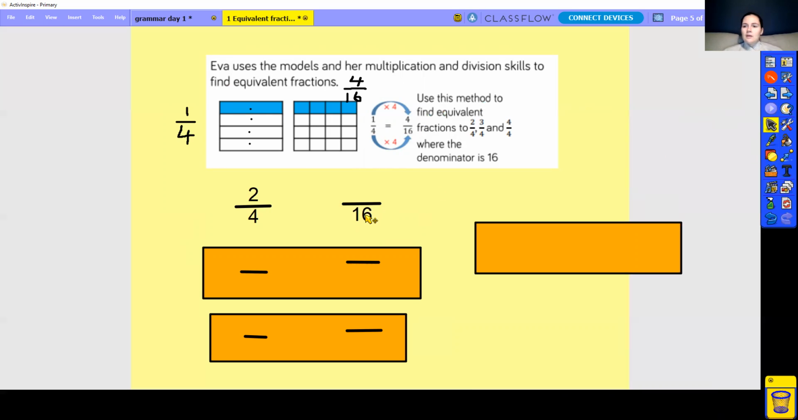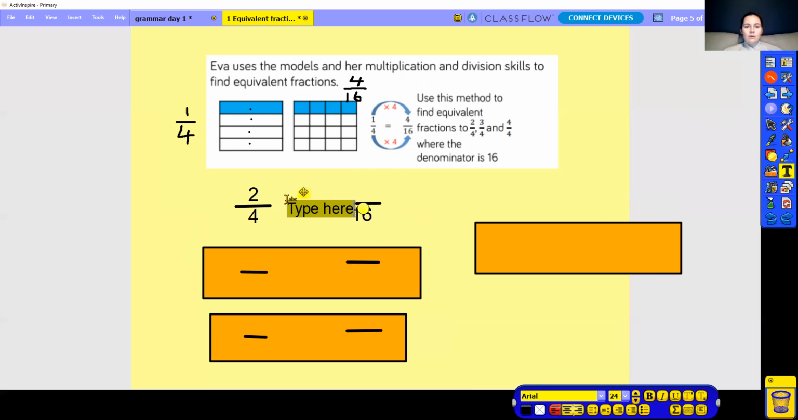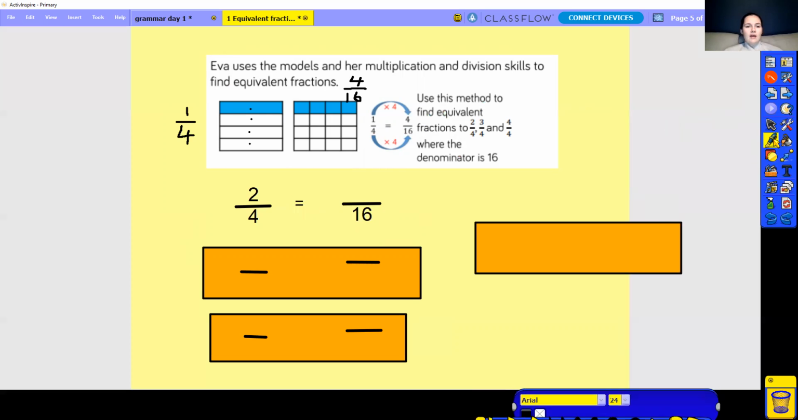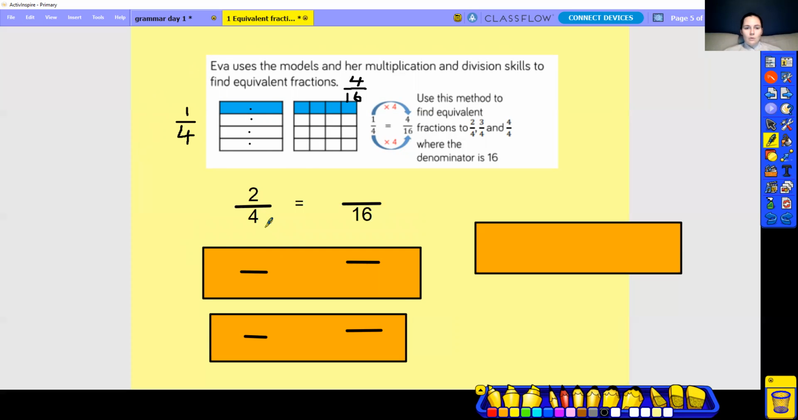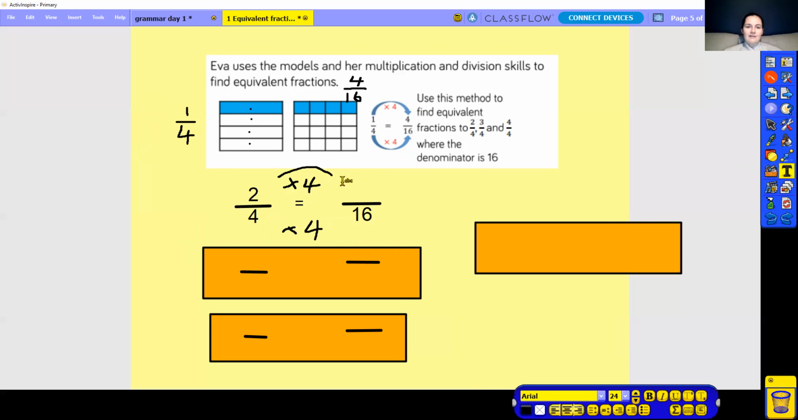Let's move that down a little bit. So if we're saying these are equal, we have got 2/4. So how do we check if they are equal? With this one, what do we do to the 4 to get to 16? Well, we times by 4. So therefore, we must do the same to the top one. As we go across, we times by 4. So 2 times 4 is 8. So if I write an 8 there, that shows you that 2/4 is equivalent to 8/16.